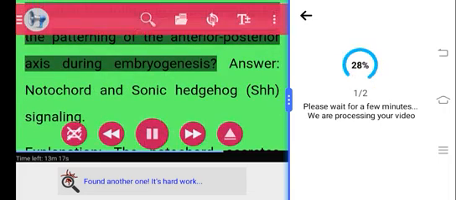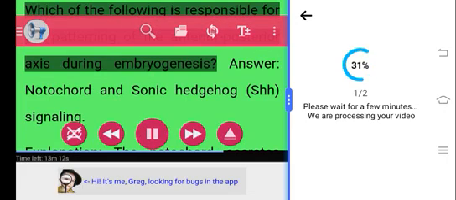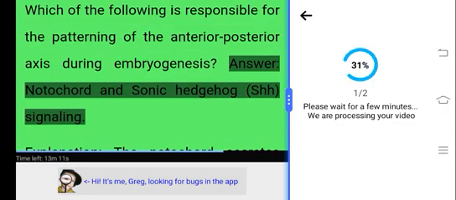Which of the following is responsible for the patterning of the anterior-posterior axis during embryogenesis? Answer: notochord and sonic hedgehog signaling.